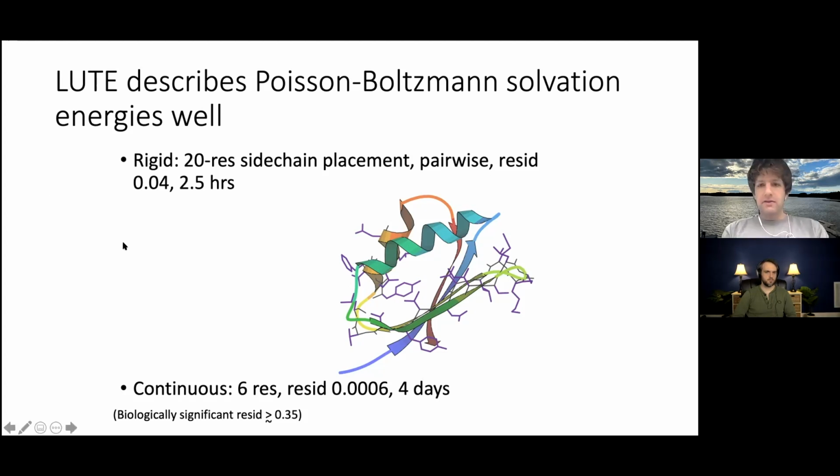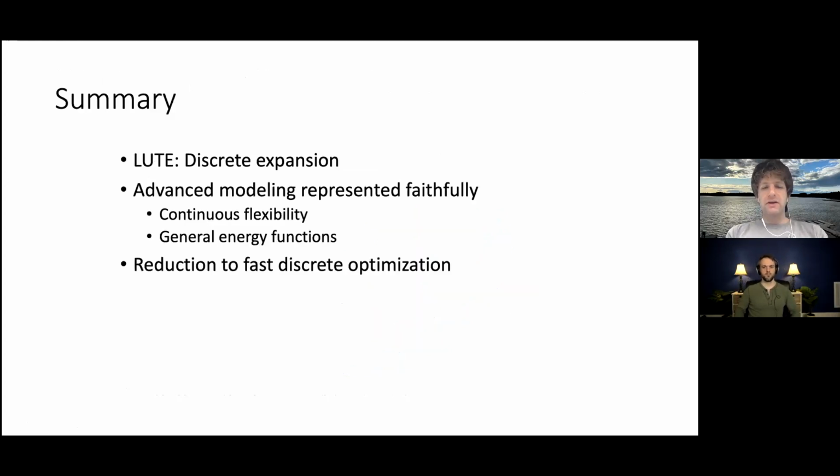All right, so yeah, that's LUTE. Basically, it's a discrete expansion. What it does is it's meant to get the same results as if you did a design fully modeling continuous flexibility of the proteins, letting them move continuously in 3D, or the small molecules, if you're designing a therapeutic, and how it interacts with the protein it's trying to block. And then energy functions that are not just based on atom pairs. And then we want to do all that with a computational cost similar to those discrete pairwise models that have long been prevalent in the field and that many people have studied and found very fast ways to handle.